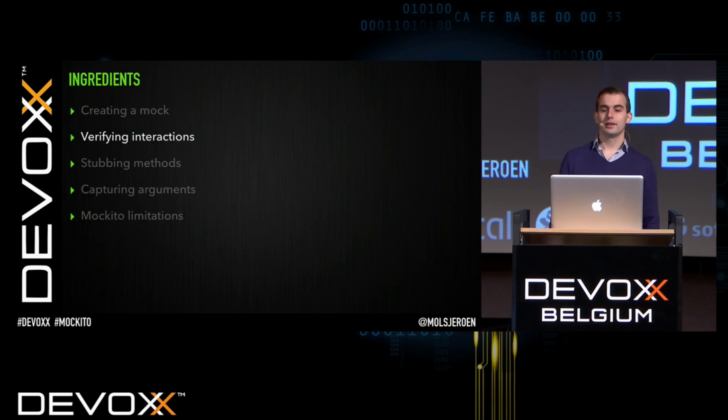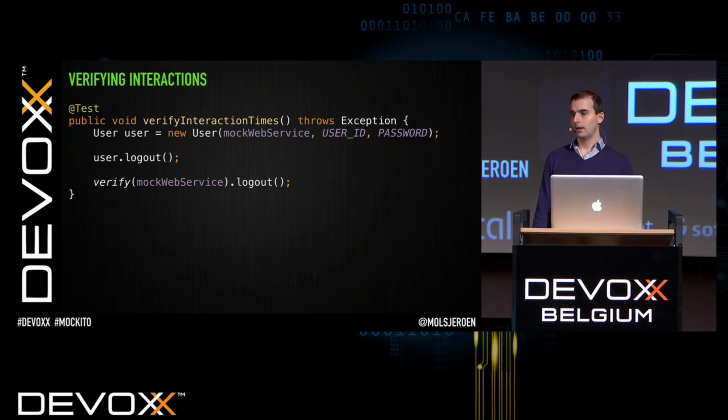Okay, so let's verify some interactions. Have a look at this very, very simple test. It has a very basic, clean structure, AAA structure. So first we do some arrangement where we create a new user. Then we do an action, we call logout on the user, and then we do an assertion to actually verify that the logout method was called.